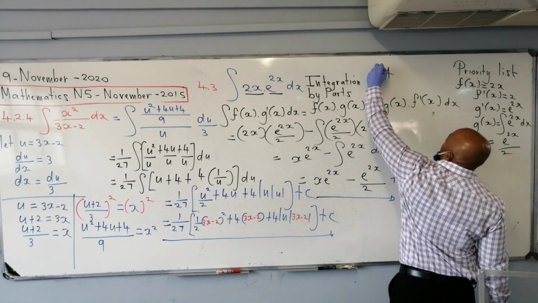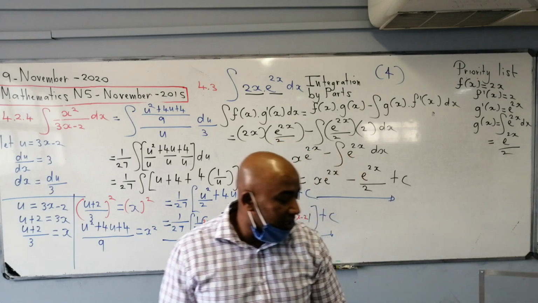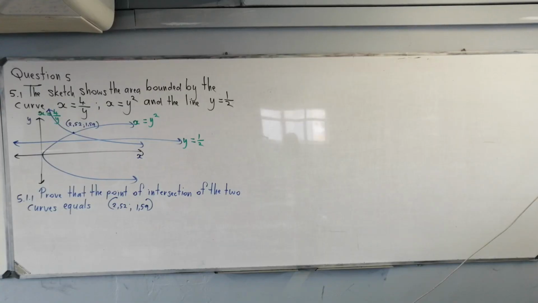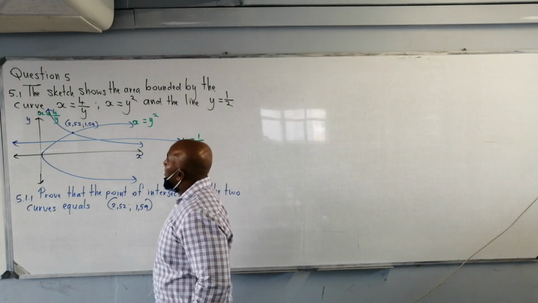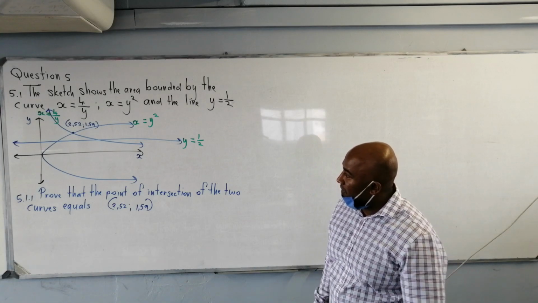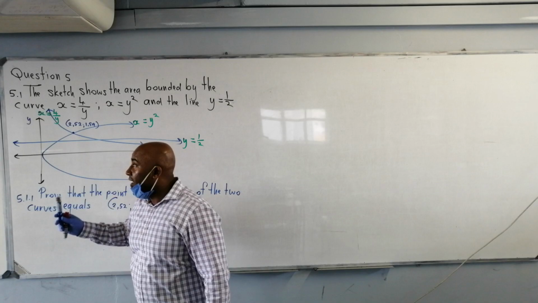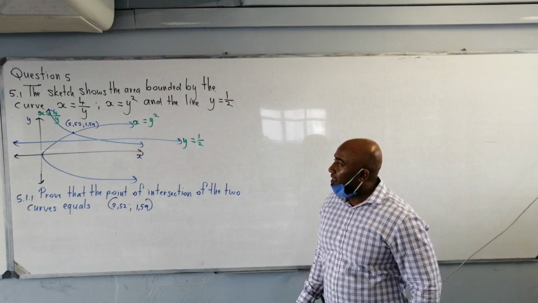This was 4 marks. And now we move on to the area and volume question. Right, question 5. So we're given the sketch. The sketch shows the area bounded by the curve. I'm reading the question: x is equal to 4 over y, x is equal to y squared, and the line y is equal to half.